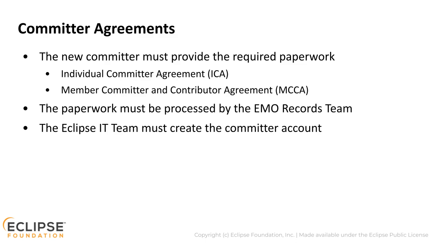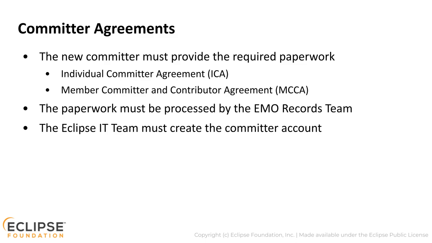The MCCA is used by organizations that are members of the Eclipse Foundation to cover all their employees who participate in Eclipse Foundation open source projects as committers. Additional agreements may be required for committers who have been elected to specification projects. The EMO records team will work with the new committer to sort out the required combination of agreements. Once the process is complete and the necessary agreements are in place, the committer will be officially designated. That is, they will appear in the committer list and are off to the races.